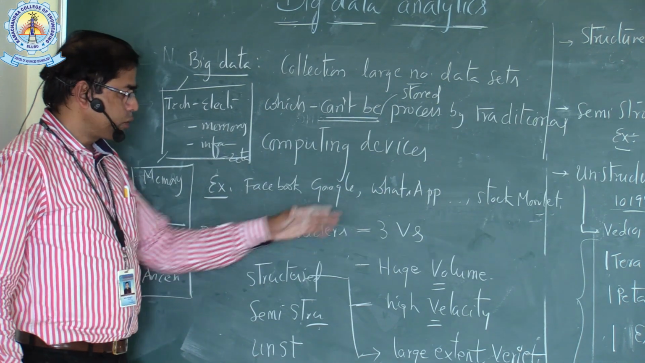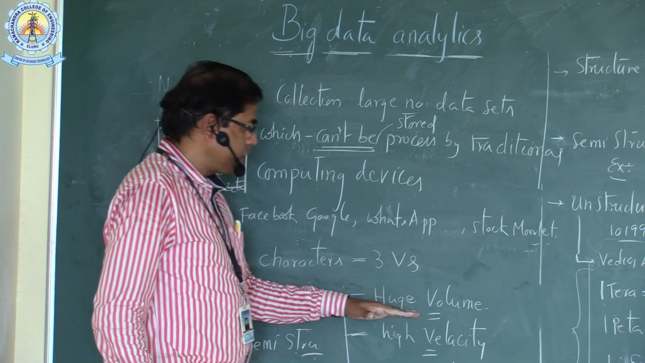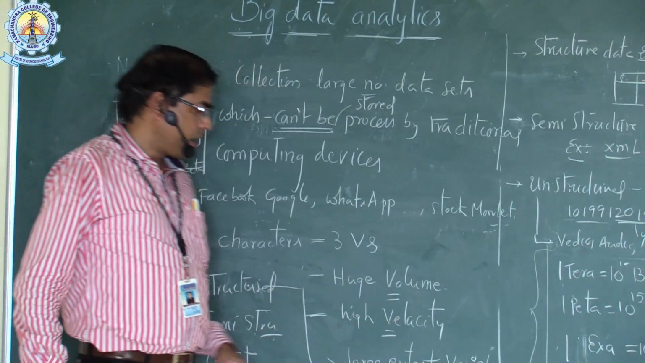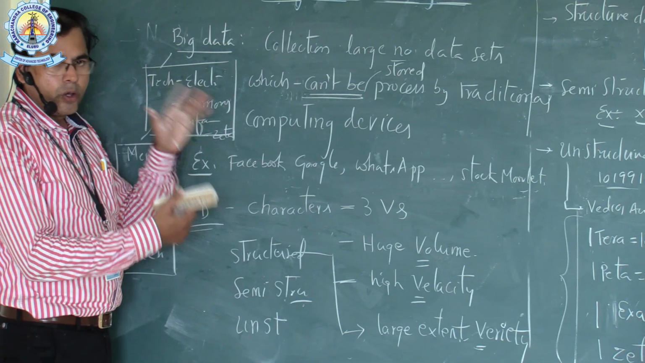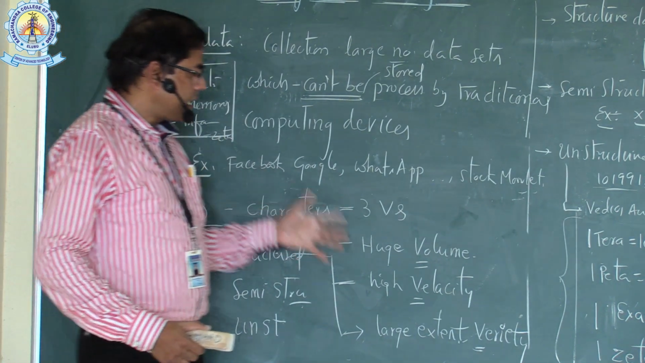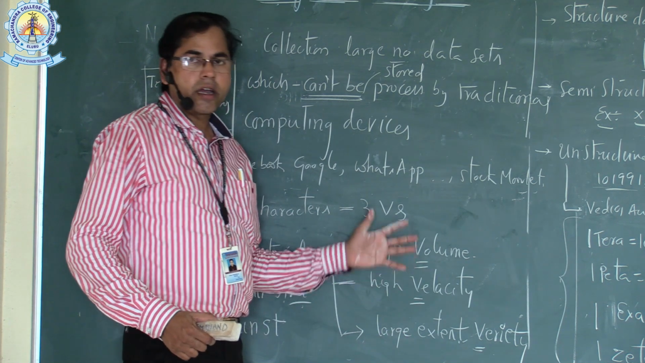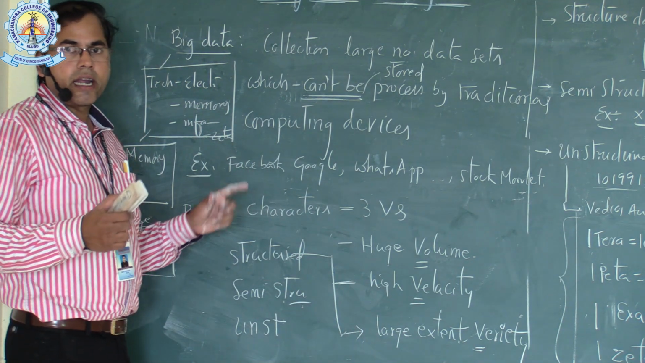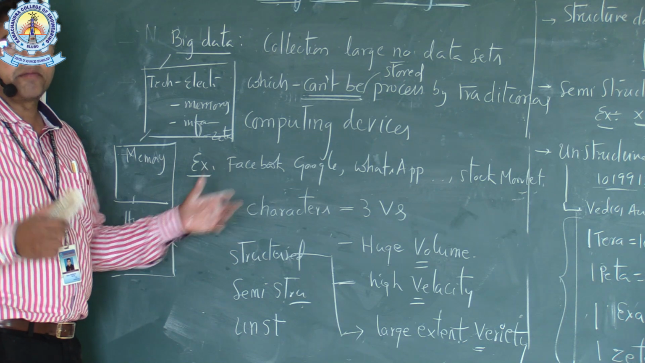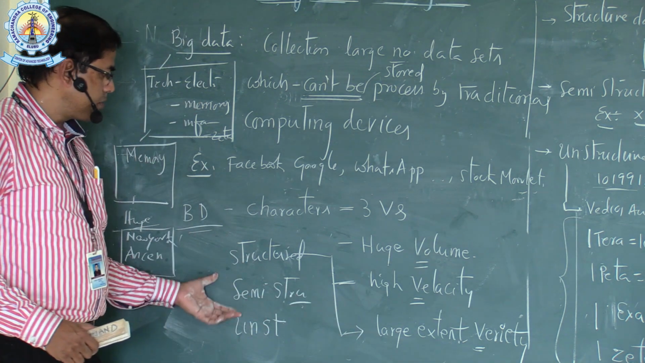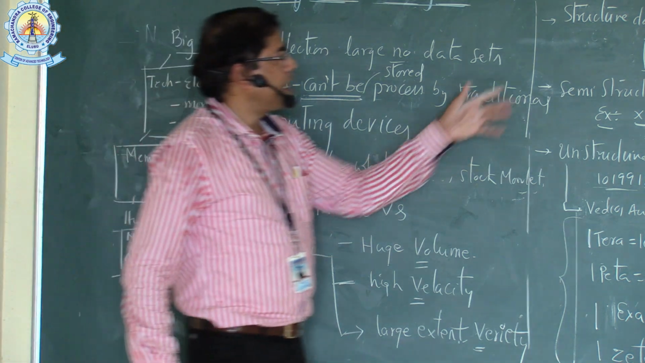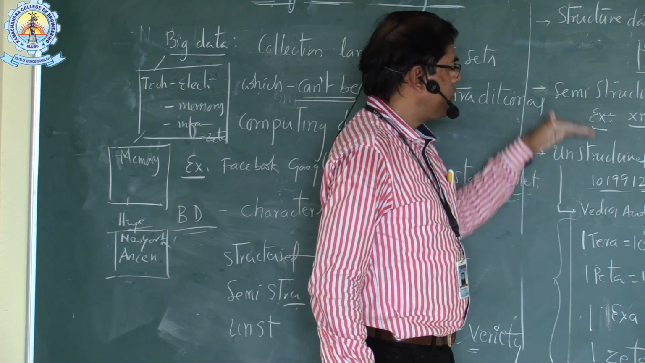And then big data characteristics: we discussed three characteristics. We have seen huge volume, high velocity, and a large extent of variety of data stored in this huge data. These are the characteristics of huge data. Whatever data you take, that data contains these three characteristics. The data which contains these characteristics, we can call big data. And again, this variety of data we can say is structured, semi-structured, and unstructured data. I explained what structured data, semi-structured data, and unstructured data are.